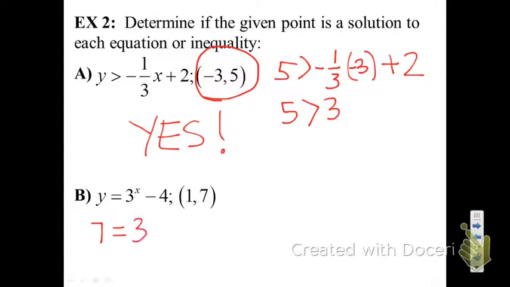So 3 to the 1 minus 4. What is 3 to the 1 minus 4? Negative 1. Is this true? No. So is this point on that curve? This point, that 1, 7, is not on that curve.